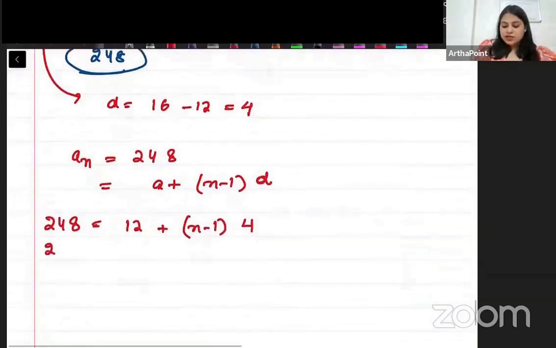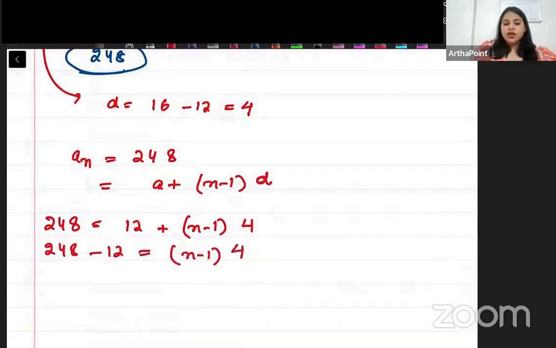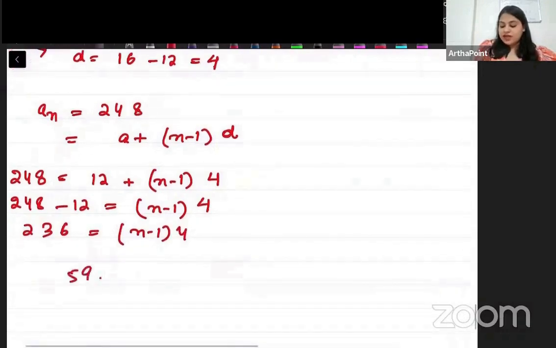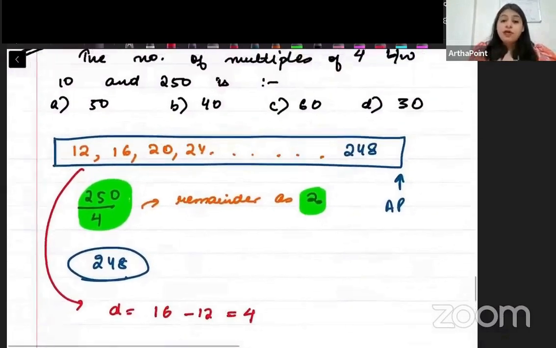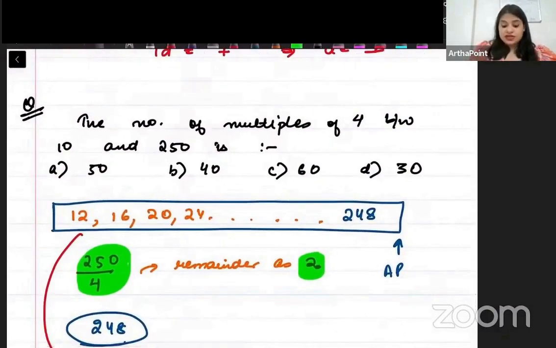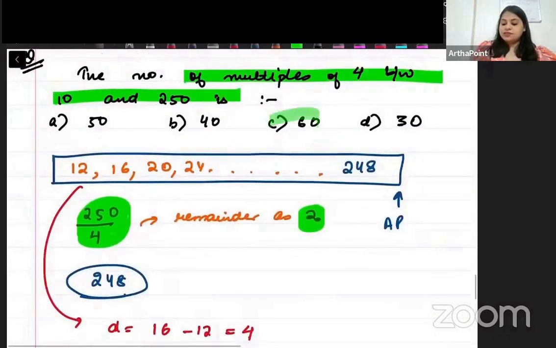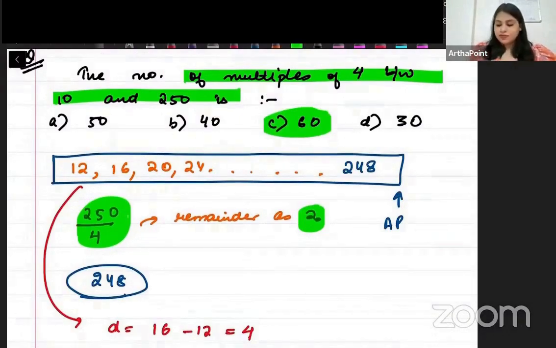So 248 minus 12 will be N minus 1 into 4. 248 minus 12 is 236, which equals N minus 1 into 4. If you divide this, 59 will be N minus 1, so N will be 60. You would have never thought that this is a question on AP. The number of multiples of 4 between 10 and 250 is actually 60. That's the answer to this question.